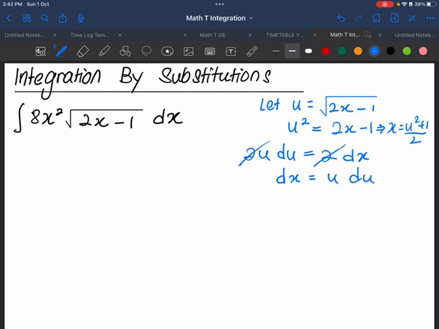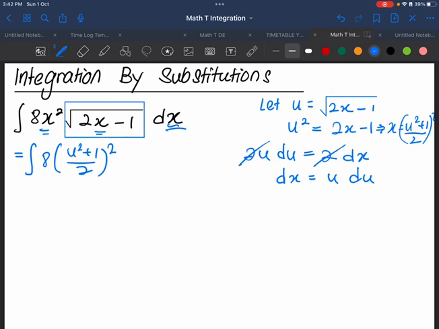Now we substitute everything. In these terms, we substitute every variable of x, including dx, into u and du. So x squared is equivalent to u squared plus 1 over 2, then we square it. The square root of 2x minus 1, this whole thing, is equivalent to u, since we already let u. And hence here is u du. You simplify it, and here 2 to the power of 2 is actually 4, so it's equivalent to 1 over 4. I take out the 1 over 4.